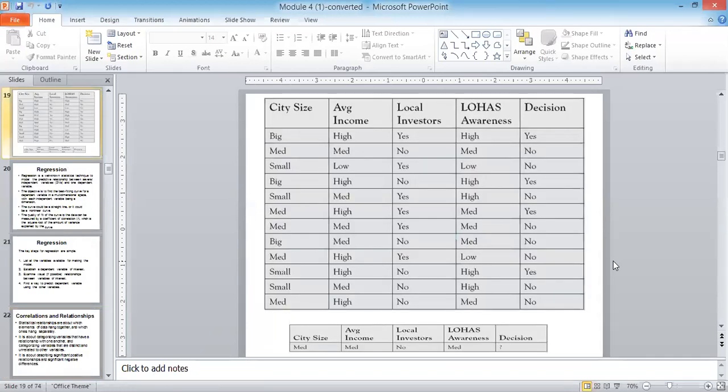And even some investments people can do based on the city size, average income, local investors, and awareness, and again you can take a decision.